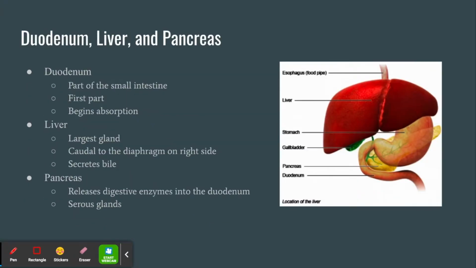The duodenum, liver, and pancreas. The duodenum is the first part of the small intestine, and it's where absorption begins. The liver is the largest gland in the body. It's caudal to the diaphragm on the right side, and it secretes bile. The pancreas releases digestive enzymes into the duodenum, and it has serous glands.